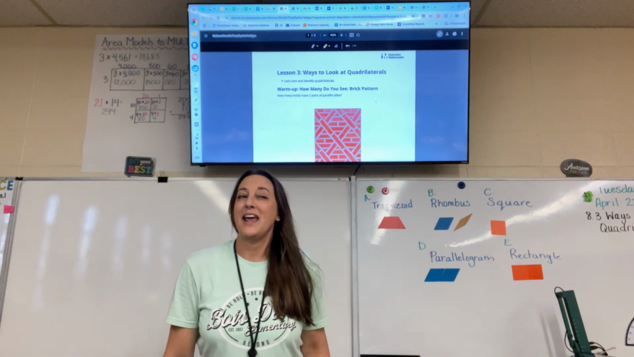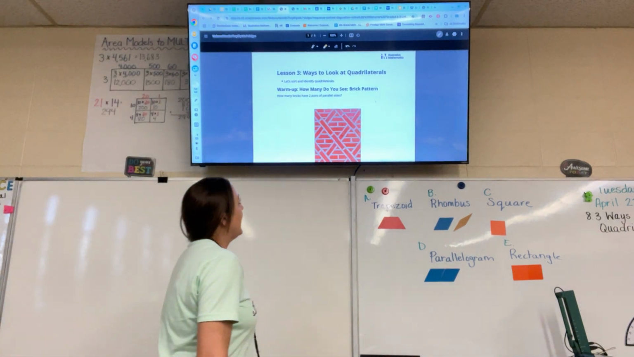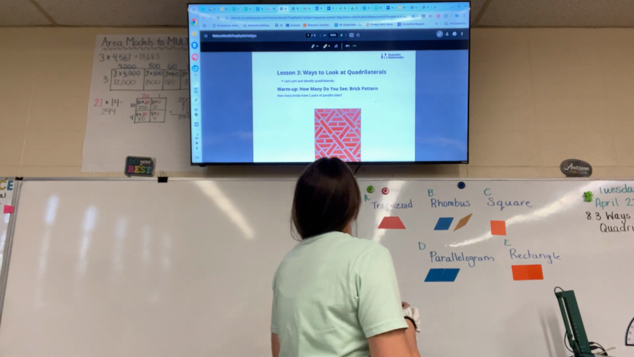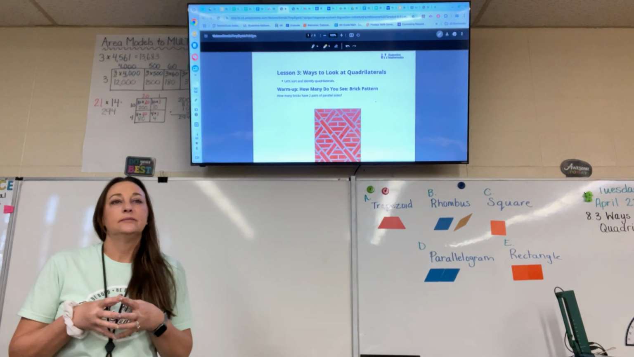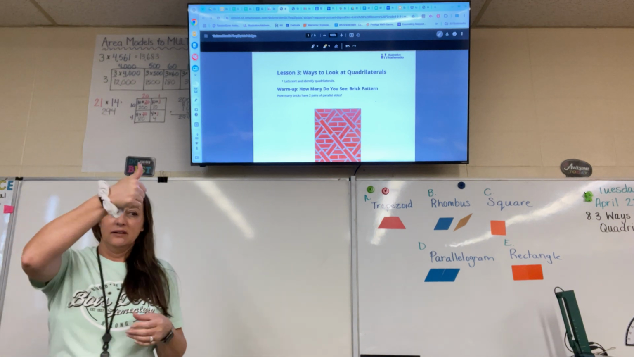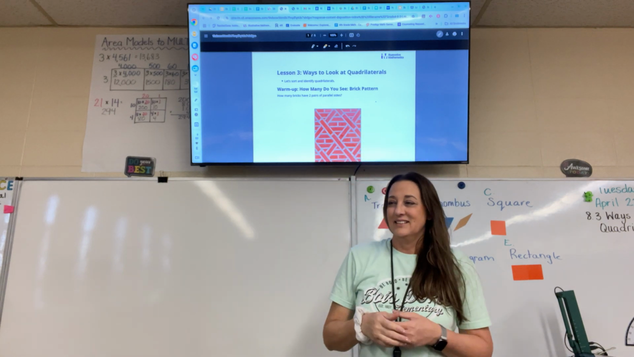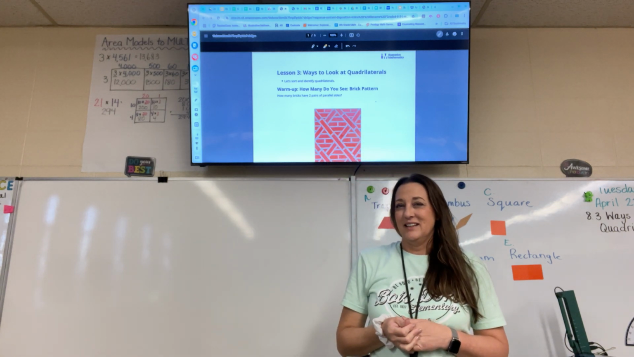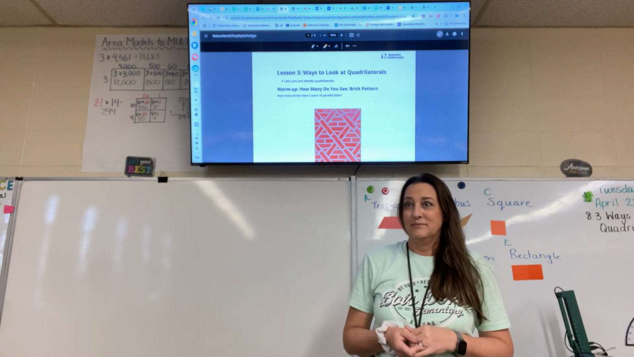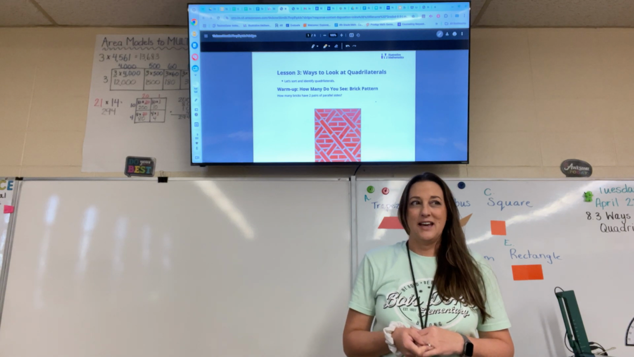Today we're doing lesson 8.3, ways to look at quadrilaterals. How many bricks have two pairs of parallel sides? Lily? 9. Agree or disagree? How many do you think, Wyatt? 6. Remington? 18. Josiah? 5.